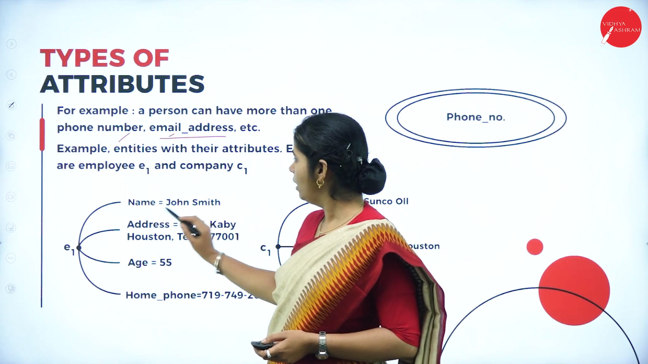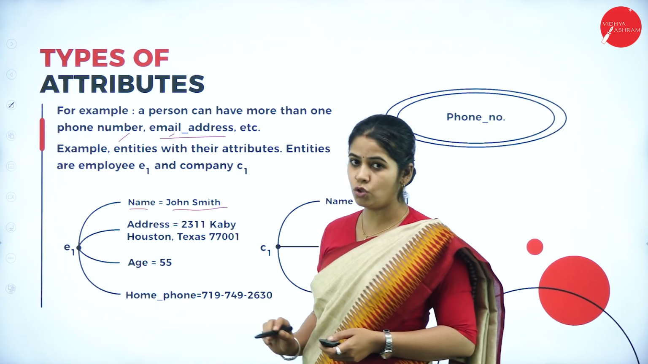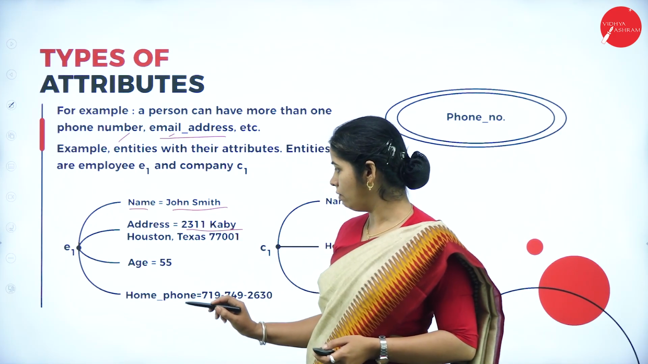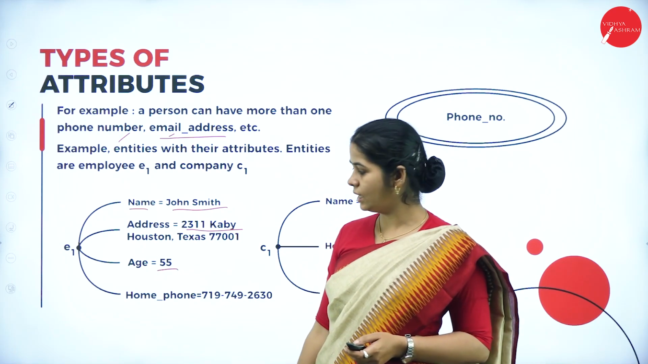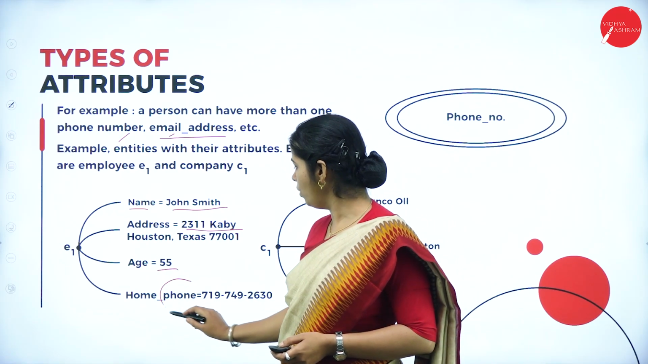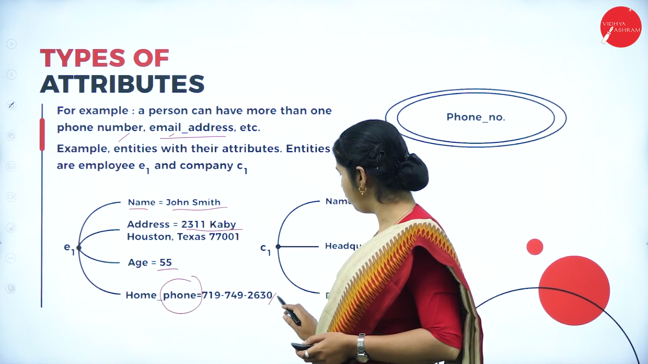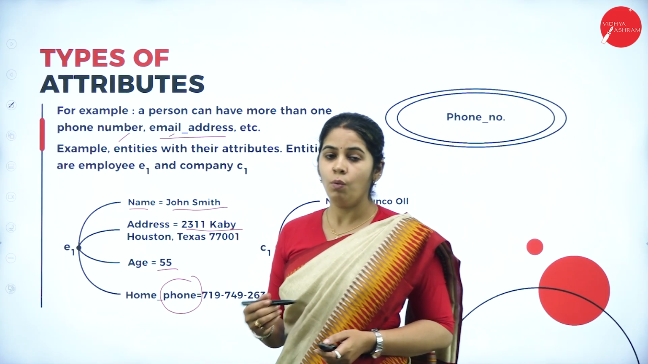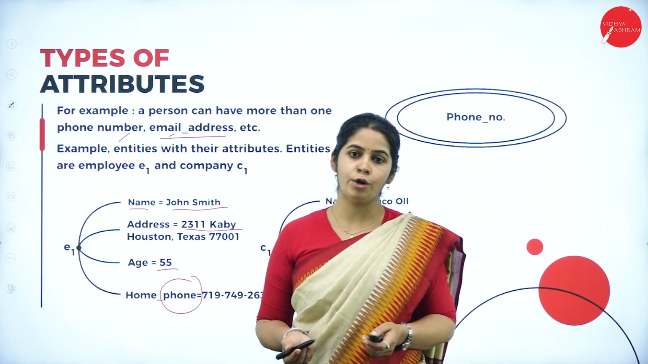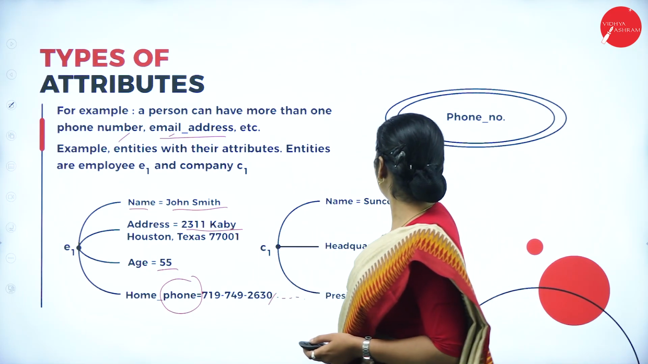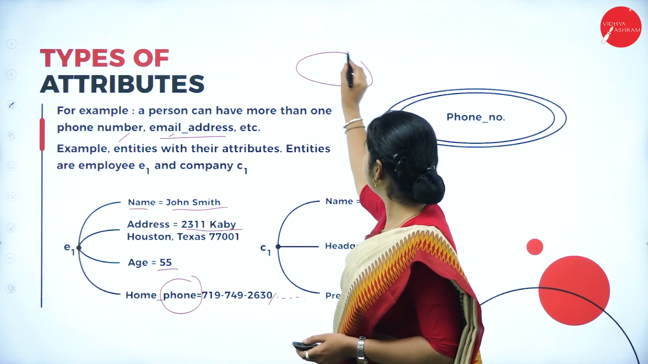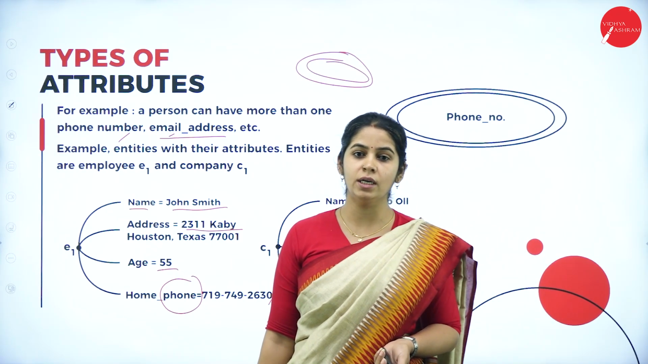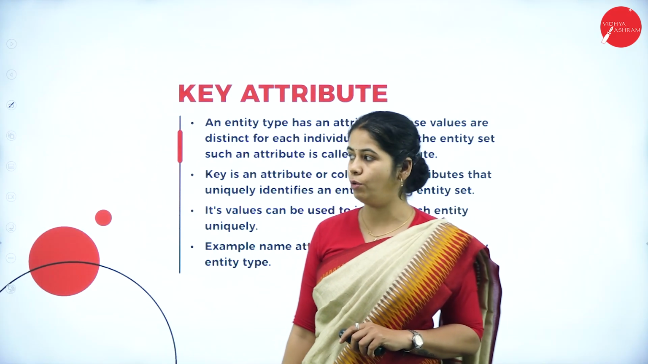Here you can see the name is given as John Smith, which is a single value. Address is given as a single value. Age is given as a single value. But when it comes to the phone number, you can give more phone numbers here. That is called a multi-value attribute. When we represent a multi-value attribute in a diagram, we use a double oval.